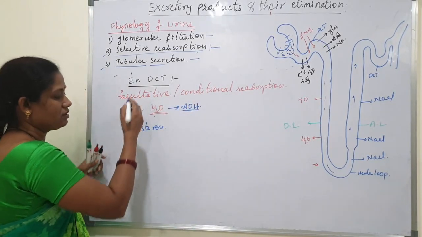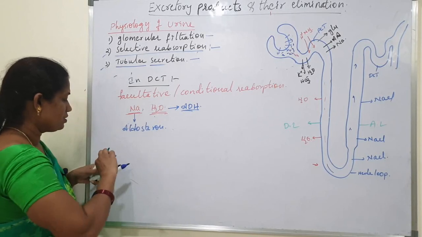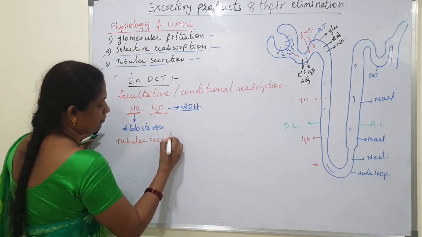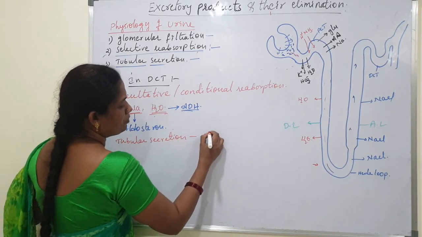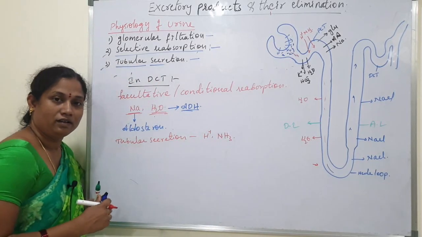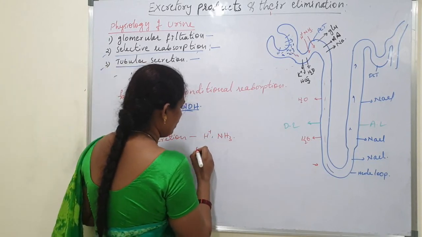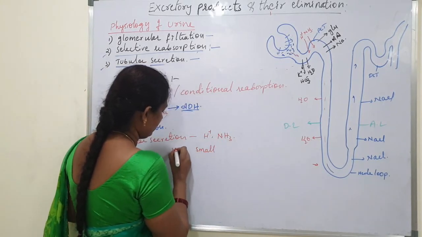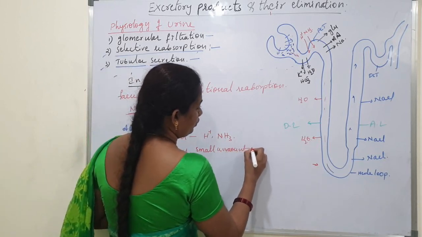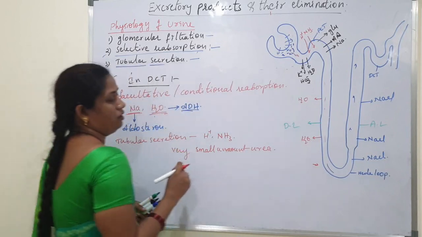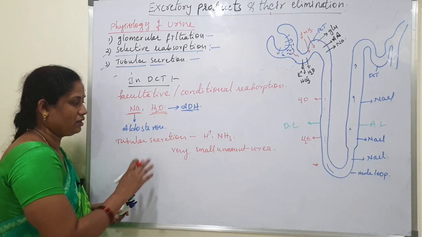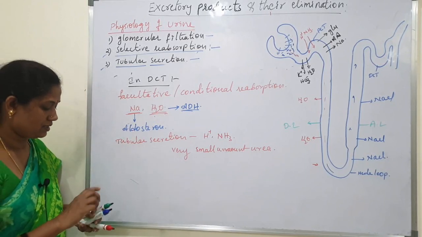Next, tubular secretion also takes place here. Some amount of H plus ions and ammonium ions, and also a very small amount of urea, are secreted into the filtrate for ionic balance. So this is in the DCT.